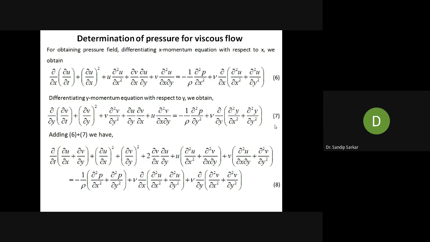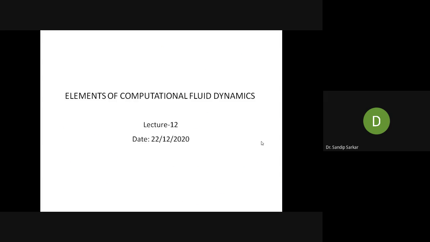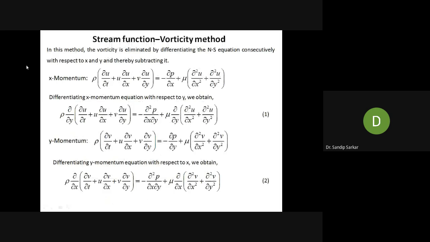How can we obtain it? Now, let us go back to the x momentum equation. The x momentum equation is: rho times del u del t plus u del u del x plus v del u del y equals minus del p del x plus mu times del 2 u by del x2 plus del 2 u by del y2.